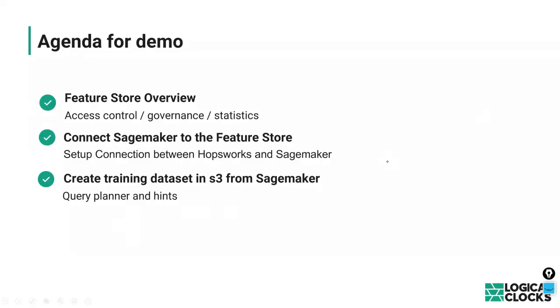So what I'm going to move on to is a demo, and we'll have a look at the feature store itself. That's within the Hopsworks platform, so the Hopsworks UI. We're going to look at how we connect SageMaker to that feature store, and then we'll do an example of connecting to the feature store and creating a training data set in a bucket in S3, which is a common use case.